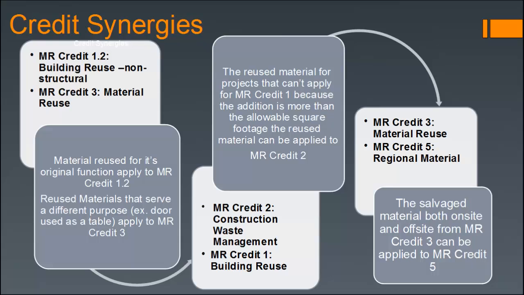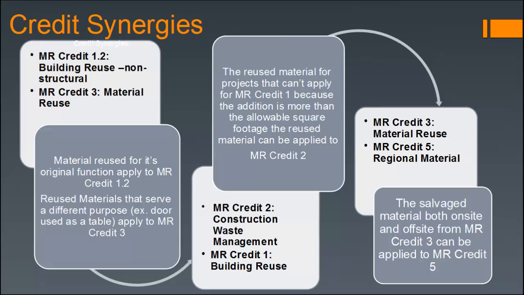Credit synergies are important to understand, especially how these material resource credits interrelate. MR Credit 1.2, building reuse non-structural, and MR Credit 3, material reuse, are important to be able to differentiate between. Material reuse for its original function applies to MR Credit 1.2, whereas reused materials that serve a different purpose, such as a door used as a table, apply to MR Credit 3.